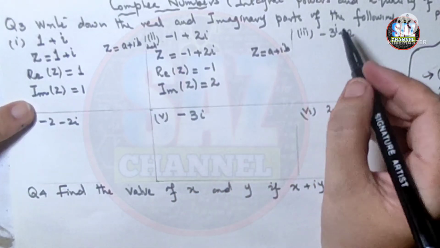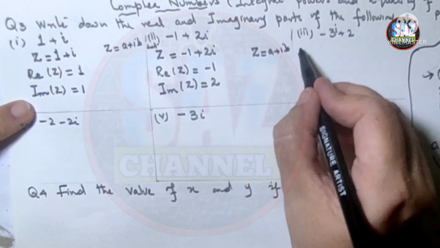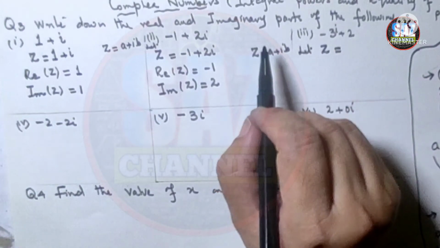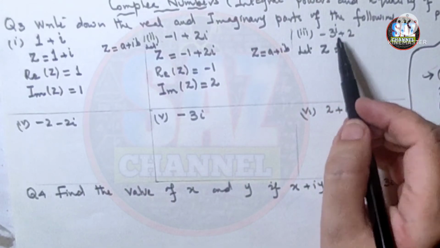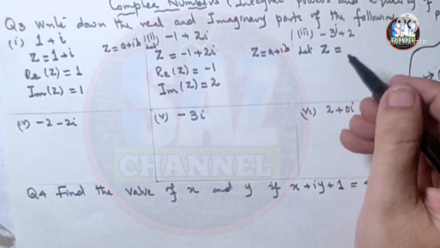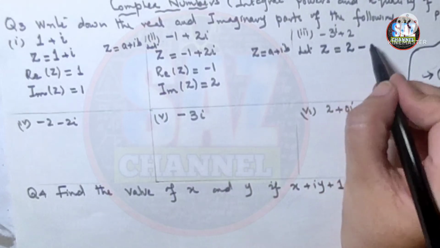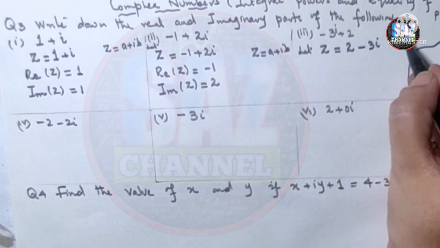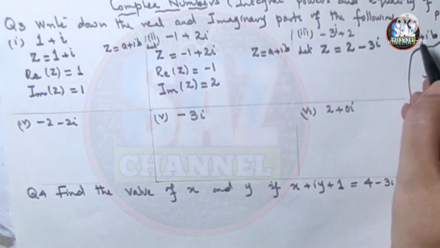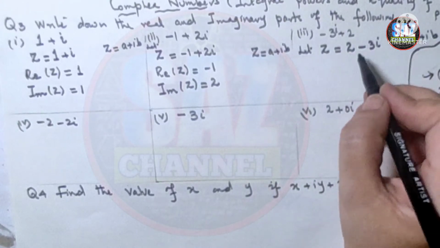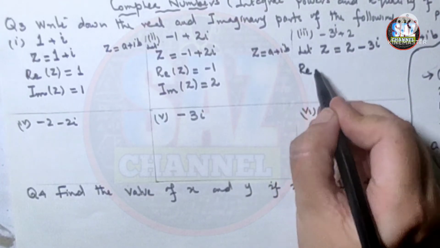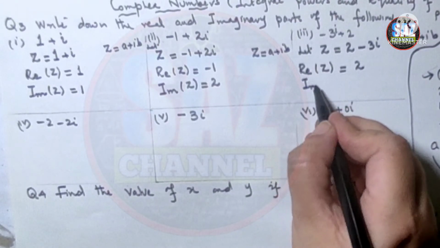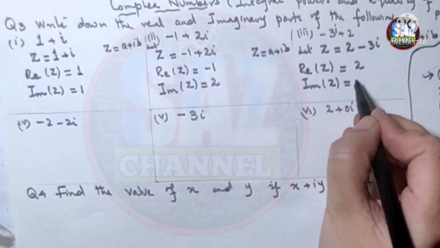Very easy questions. And moving to the third part, minus 3 iota plus 2. Again, let's suppose z equals to this, but here the problem, students, is that the complex number given in the question is not in the standard form. So rearrange it in this step to 2 minus 3 iota, and now when I compare it with z equals a plus iota b, a is 2 and b is minus 3. So real z is equal to 2 and imaginary z is equal to minus 3.